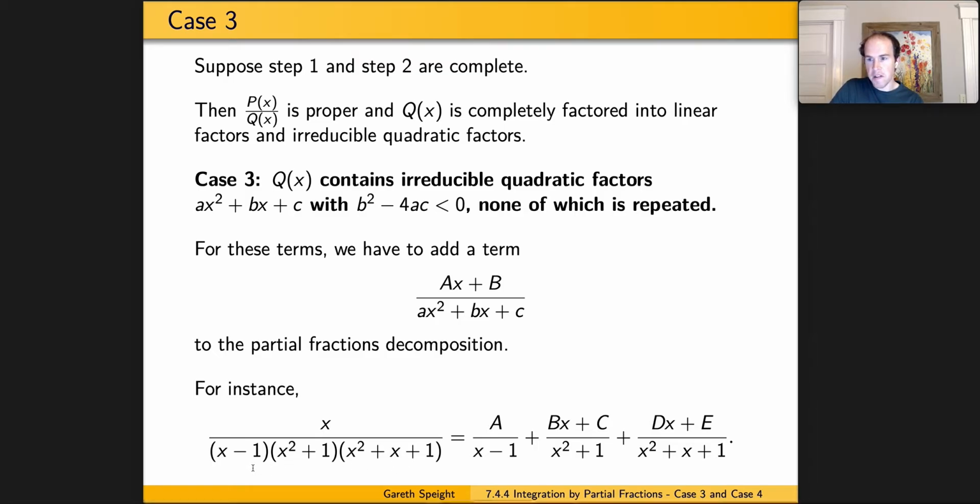Okay, x minus 1 is a case 1 term. It looks like constant divided by x minus 1. x squared plus 1 on the bottom gives us a case 3 term. We're going to get constant times x plus constant divided by x squared plus 1. And then x squared plus x plus 1 is going to give us another case 3 term. We get constant x plus constant divided by x squared plus x plus 1, where a, b, c, d, and e are constants that we would have to solve for. But in practice, we're probably going to have 3 constants at most in examples we'll actually work out.